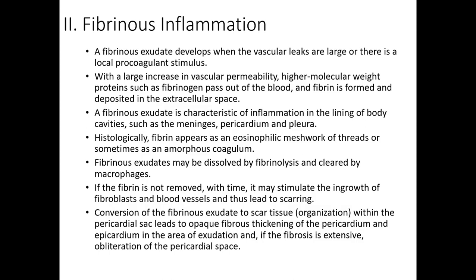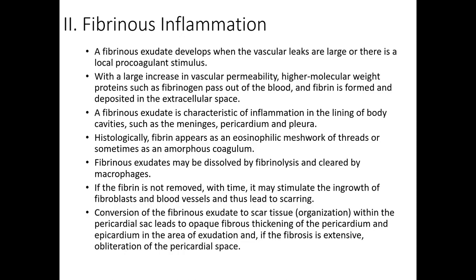The fibrinous exudate is characteristic of inflammation in the lining of body cavities such as the meninges, pericardium, and pleura. Histologically, fibrin appears as an eosinophilic meshwork of threads or sometimes as an amorphous coagulum. The fibrinous exudate may be dissolved by fibrinolysis and cleared by macrophages. If the fibrin is not removed with time, it may stimulate ingrowth of fibroblasts and blood vessels inside the fibrin mesh, leading to formation of scarring.